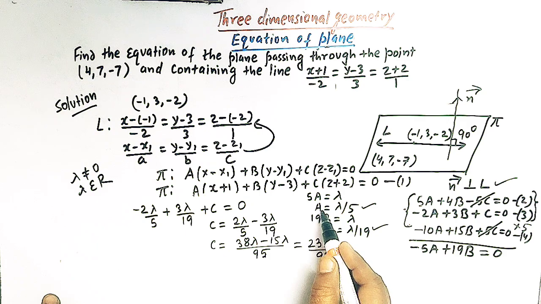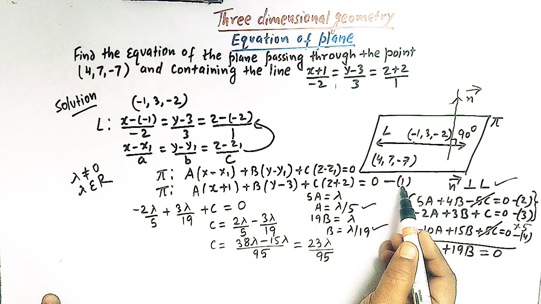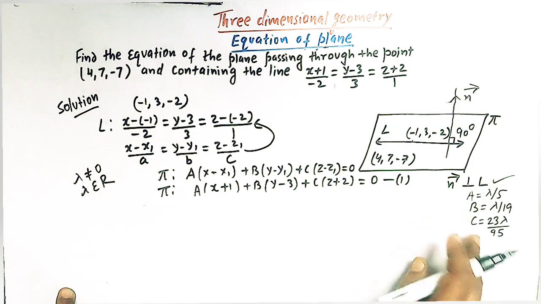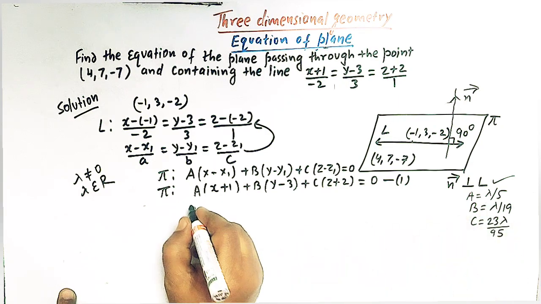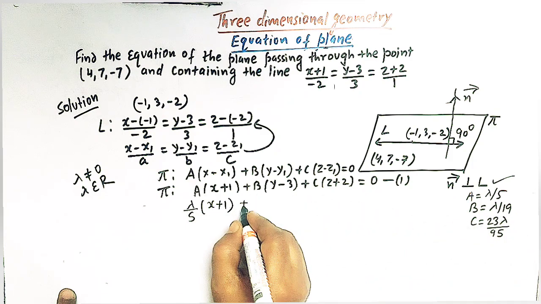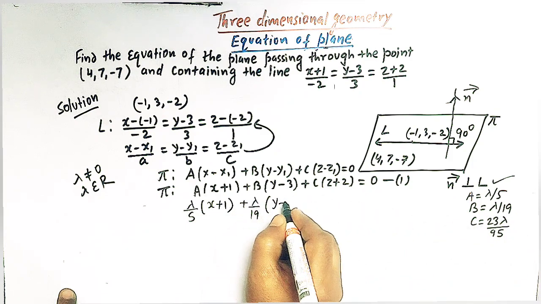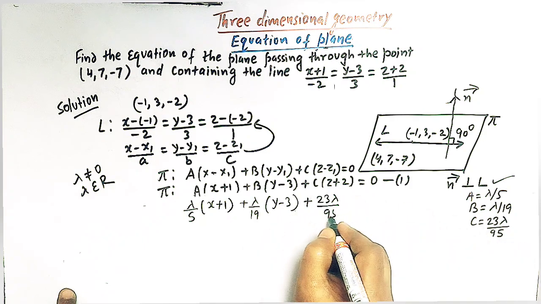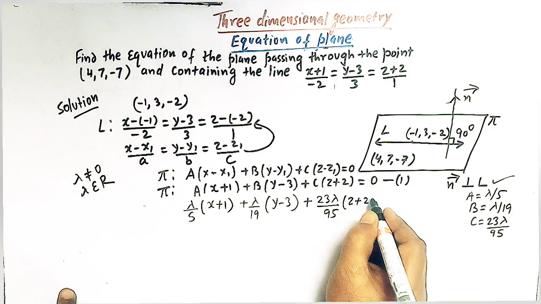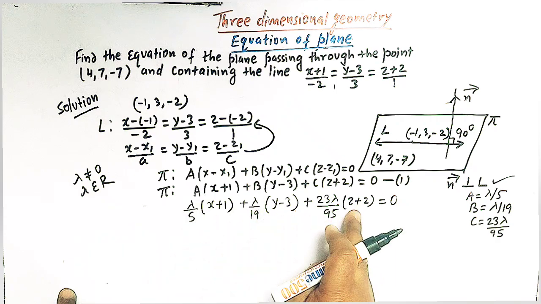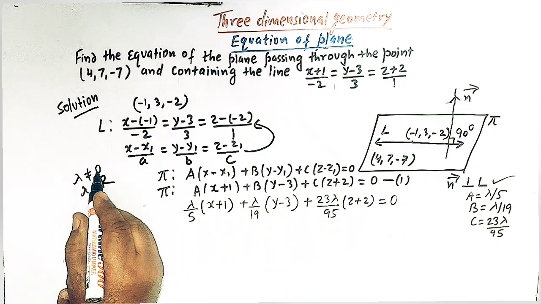So now let us substitute the values of a, b, c in equation 1 to get the equation of this plane pi. So now we have here a is lambda over 5, then we have x plus 1, b is lambda over 19, and y minus 3, and then c is 23 lambda over 95, and here z plus 2 is equal to 0. So now here lambda appears in all these three terms, and lambda is not equal to 0.